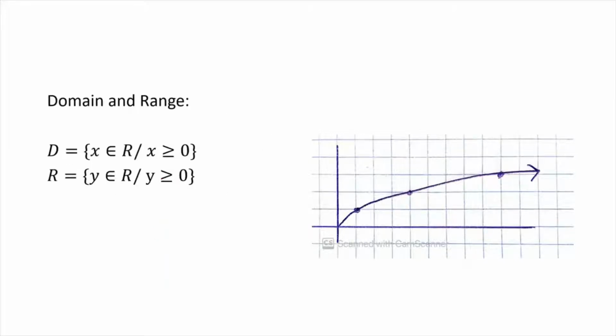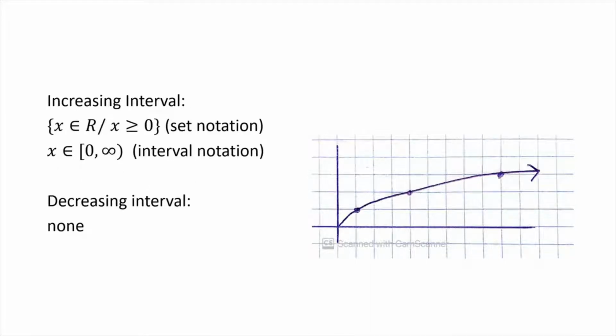The domain of this function is x element of the real such that x is greater than or equal to 0, and the range is y element of the real such that y is greater than or equal to 0. The increasing interval of this function is x element of the real such that x is greater than or equal to 0, or x is an element of [0, infinity). 0 has a square bracket, infinity has a round bracket. Generally speaking, when we do intervals of increase or decrease, we put them in interval notation. That's the usual way. Decreasing intervals, there are none.